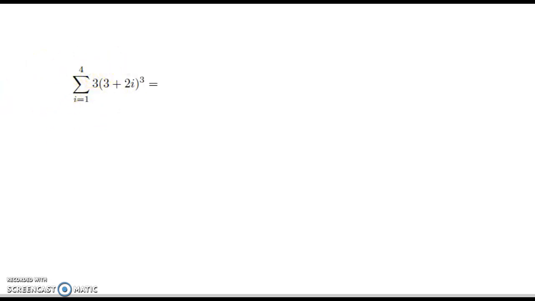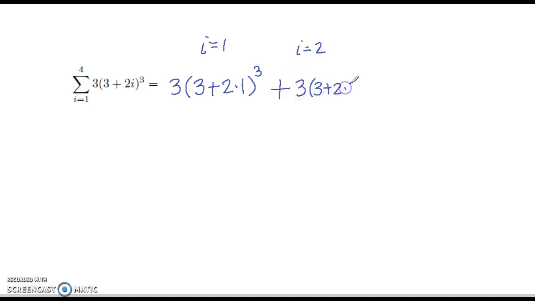So we begin with i equals 1. We rewrite the term by plugging in i equals 1. So 3 times (3 plus 2 times 1) to the third power. Then, when you're done, you put the plus sign. The next value is i equals 2. So you get 3 times (3 plus 2 times 2) to the third power.